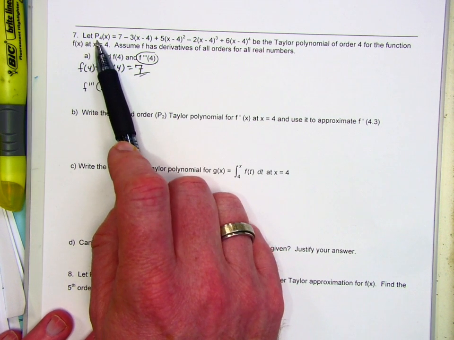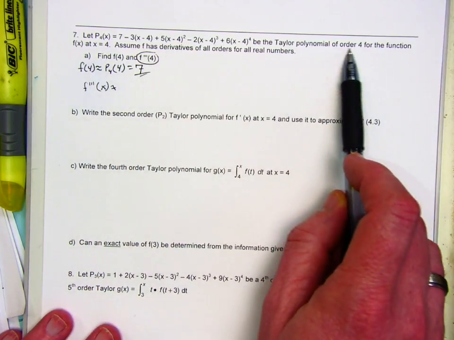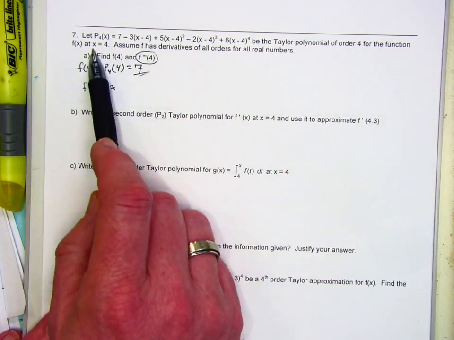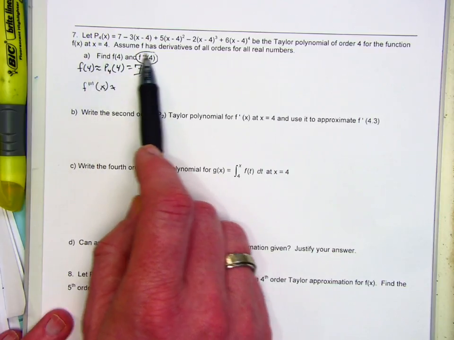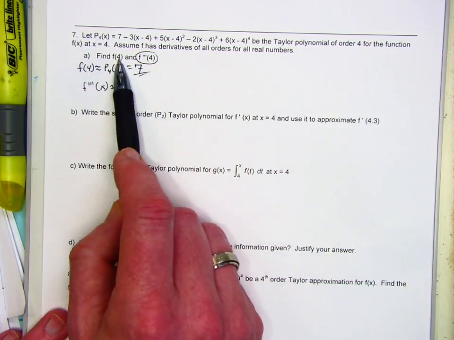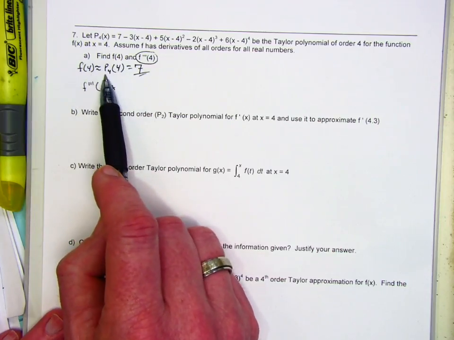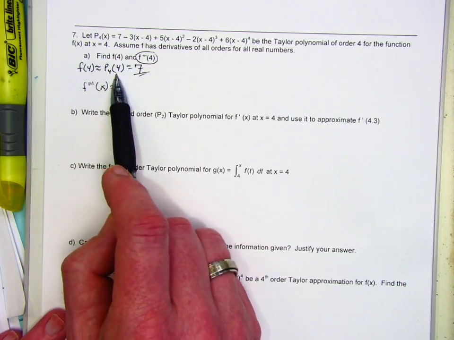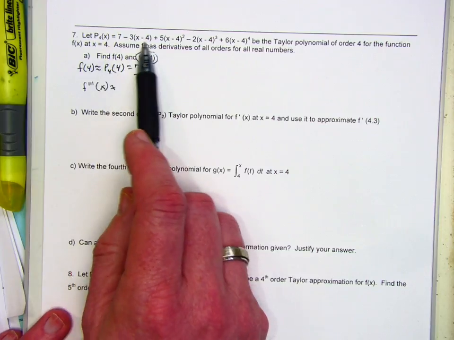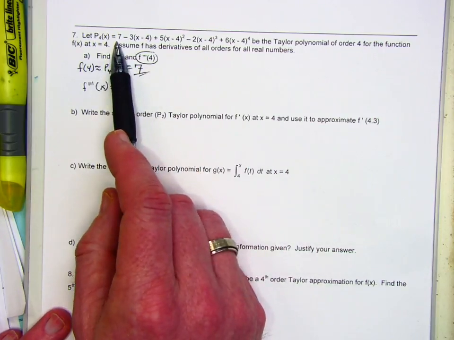So anyway, let P4 of x be the Taylor polynomial of order 4 for the function f of x at x is 4. Assume it has derivatives of all orders for all real numbers. So first we want to find f of 4, which is approximately equal to P4 at 4. And when I plug in 4 everywhere, these are all 0, and you're left with just 7.